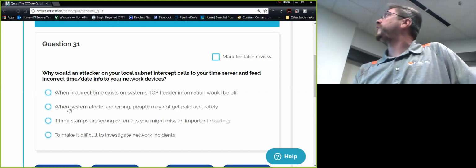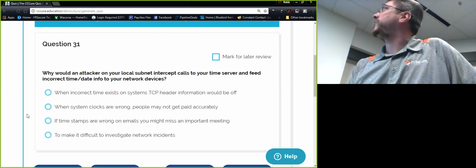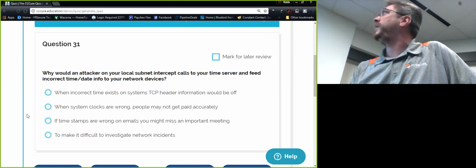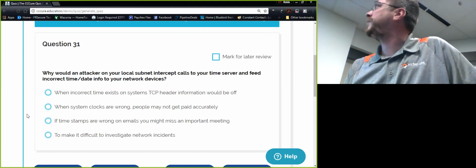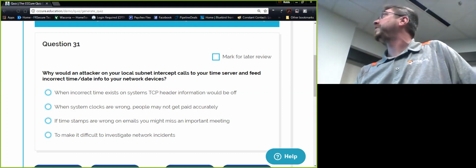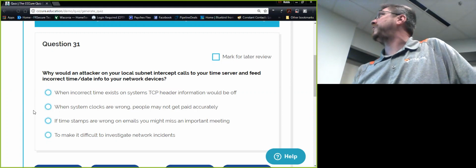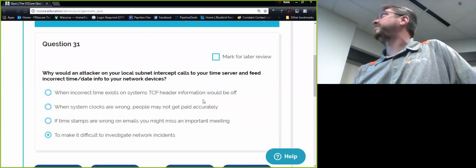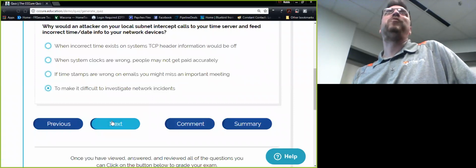Why would an attacker on your local subnet intercept calls to your time server and feed incorrect time and date info? When incorrect time exists, the TCP header information would be off. System clocks are wrong. People may not get paid. The attacker doesn't care about that. Time is wrong. You might miss an important meeting. They don't care about that. To make it difficult to investigate network incidents. So, yeah, that could be true too. But I would agree. They're trying to hide when they were there.